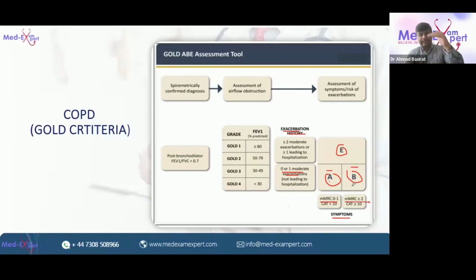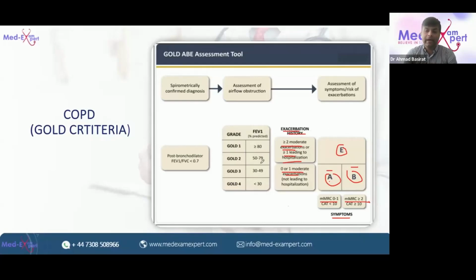Now, class E is only when you have two or more than two exacerbations, or one or more than one exacerbation leading to hospitalization. So they say you have class E. In class E, the symptoms don't matter that much. It's only the exacerbations. So the exacerbations are very important.